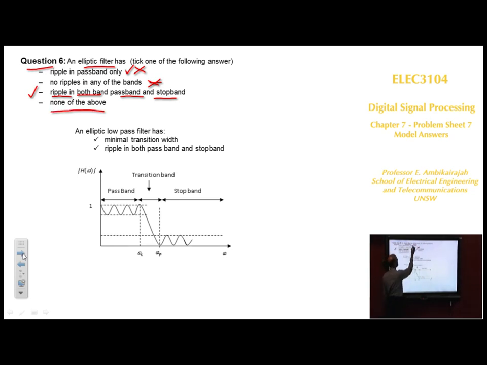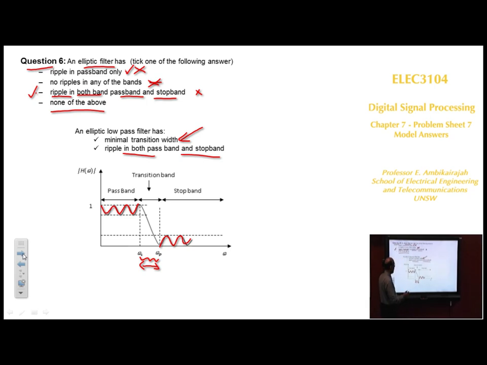Ripple in the passband, you've got Chebyshev filters, Chebyshev type 1 and 2, so basically this would be the right answer. But let's look at the elliptic filter, it has got other things as well. It has got the minimum transition band, which we didn't put in here at all. But ripple in both passband and stopband. So if you look at the elliptic filter, it has ripple in the passband and ripples in the stopband, and that distance is minimum compared to other filters.